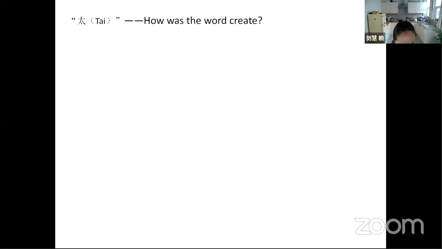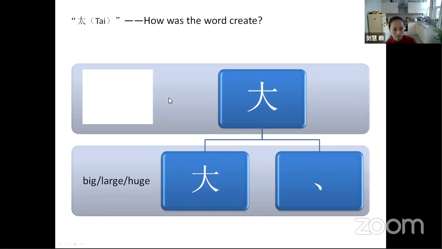Think about what is Taiji? The first word, Tai, in Chinese, how was the word created? Take a look. Tai is made up of Da and one point. The Da in Chinese means big, large. So if something is bigger than the big in Chinese, how to explain it?